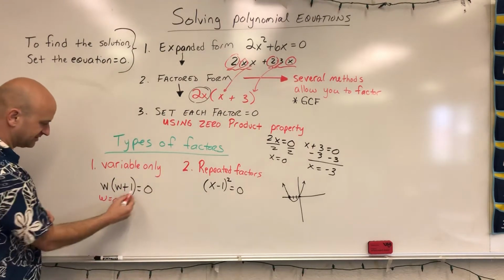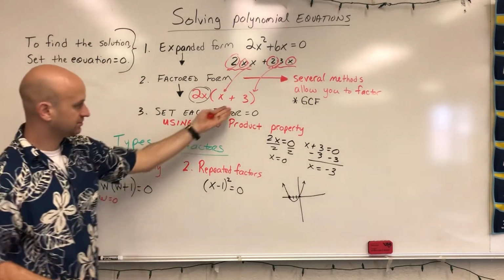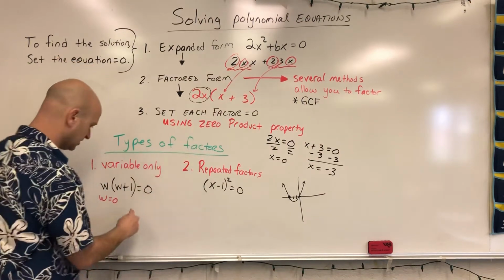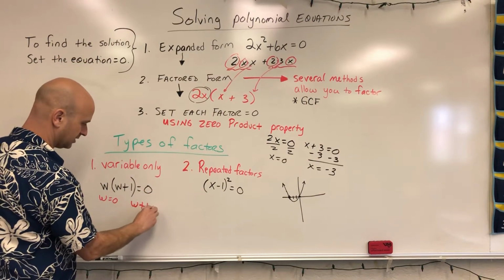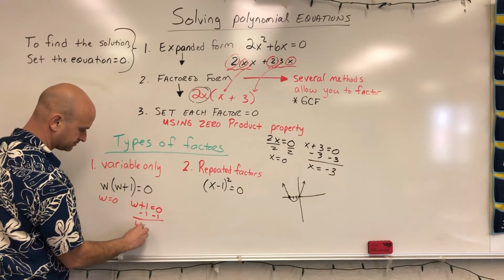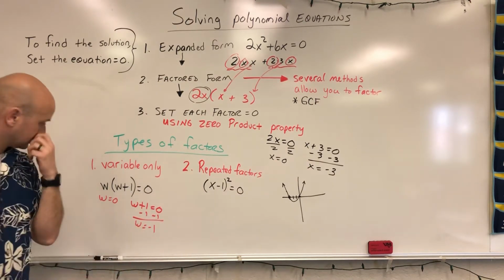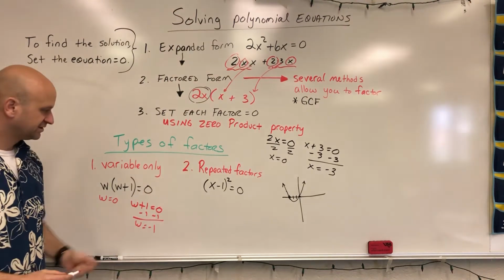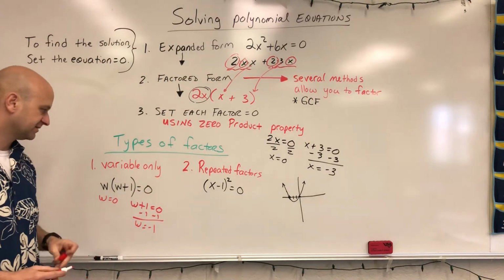A more common factor would be something like w plus 1, which is related to what we saw here. So in this case, w plus 1 would equal 0, and then we would do the opposite of the number to get our solution. And there are variations of this, which I'll go over in a second.